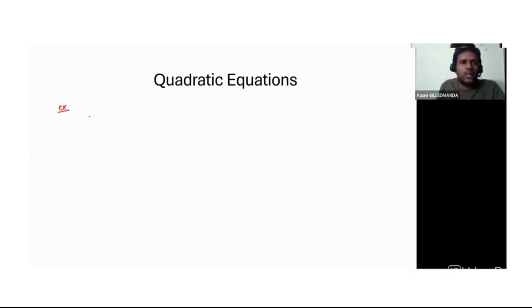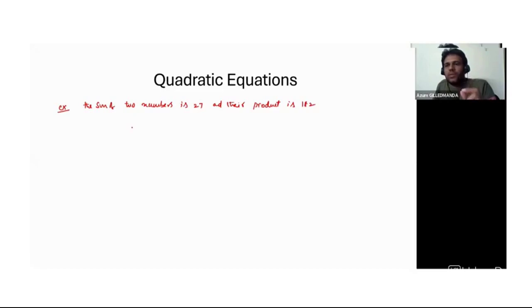So, for example, this problem is from your textbook. The sum of two numbers is 27, and their product is 182. Find those numbers. See here, they did not give you the quadratic equation. So from the given data, we need to transform this data into a quadratic equation and then solve that, so that we can find the values of these two numbers.